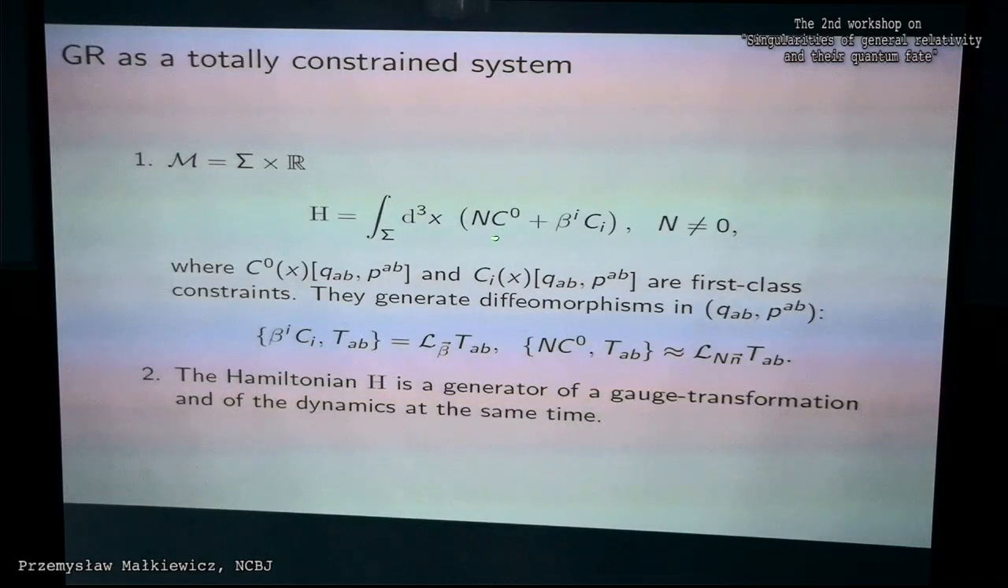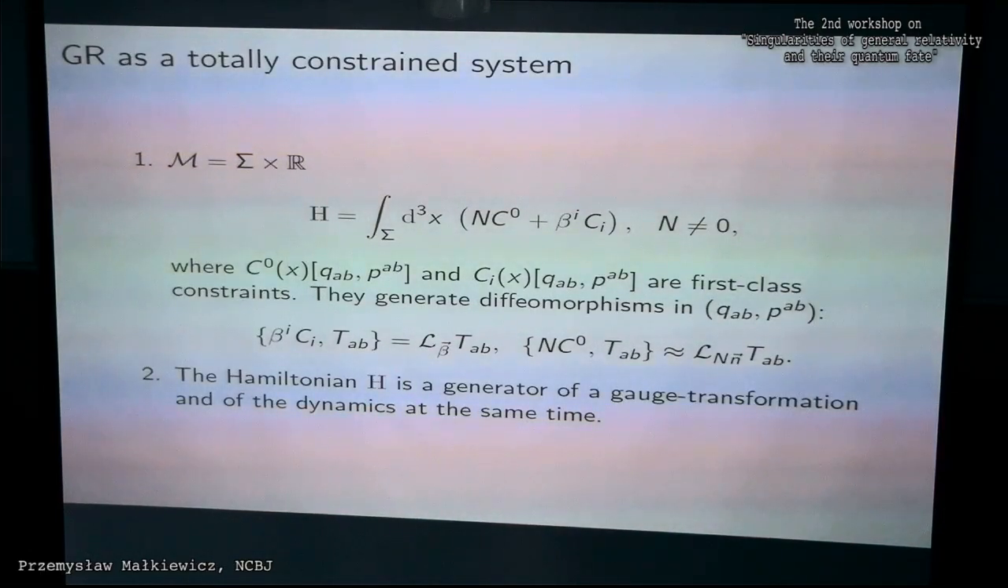The so-called diffeomorphism or vector constraints generate the spatial diffeomorphism, and the scalar constraint generates, on the constraint surface, obviously, so this means weak equality on the constraint surface, a time-like diffeomorphism. So the Hamiltonian H is a generator of gauge transformation and a generator of the dynamics at the same time.